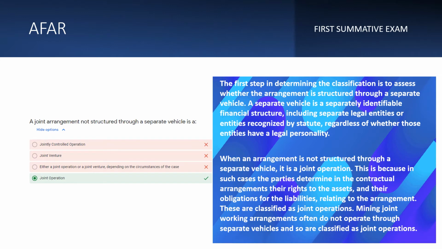So, the first step in determining the classification of joint arrangements is to assess whether the arrangement is structured through a separate vehicle. So, what is this separate vehicle? A separate vehicle is a separately identifiable financial structure, including separate legal entities or entities recognized by statute, regardless of whether those entities have a legal personality. Examples here are partnerships and the like. So when an arrangement is not structured through a separate vehicle, it is a joint operation. So our answer is joint operation.